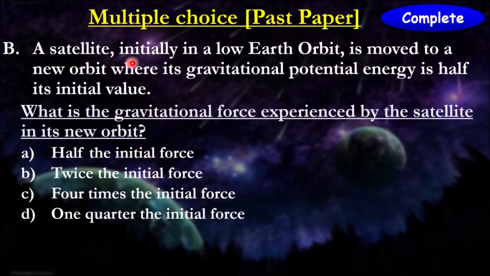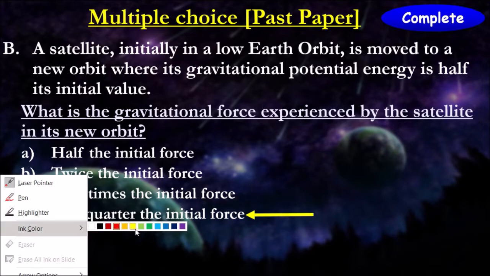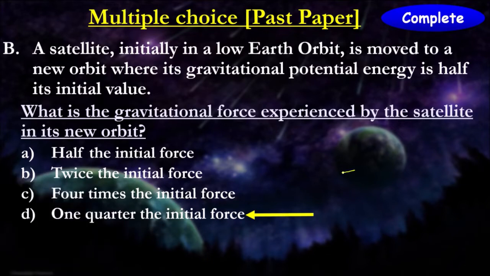Question B, a satellite initially in a low Earth orbit is moved to a new orbit where its gravitational potential energy is half its initial value. What is the gravitational force experienced by the satellite in its new orbit? Is it half the amount of force, twice the amount of force, 4 times, or a quarter? Okay, so the answer here is D. I'll quickly explain why that's the case.